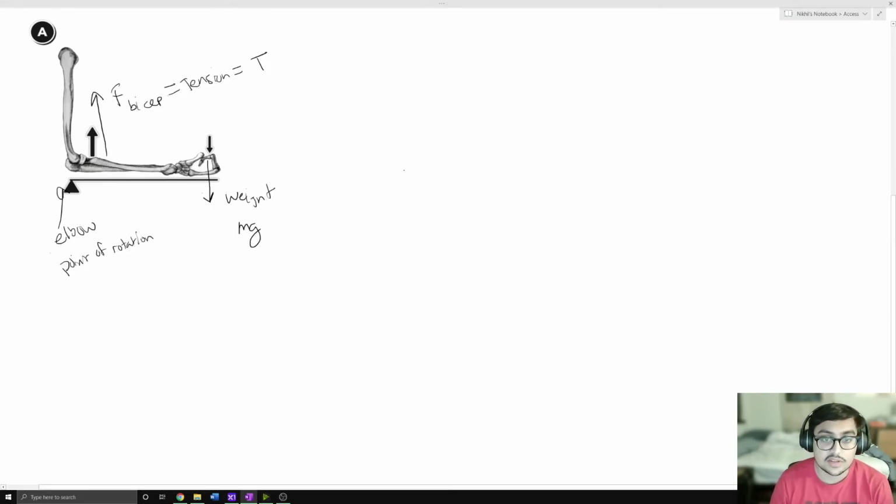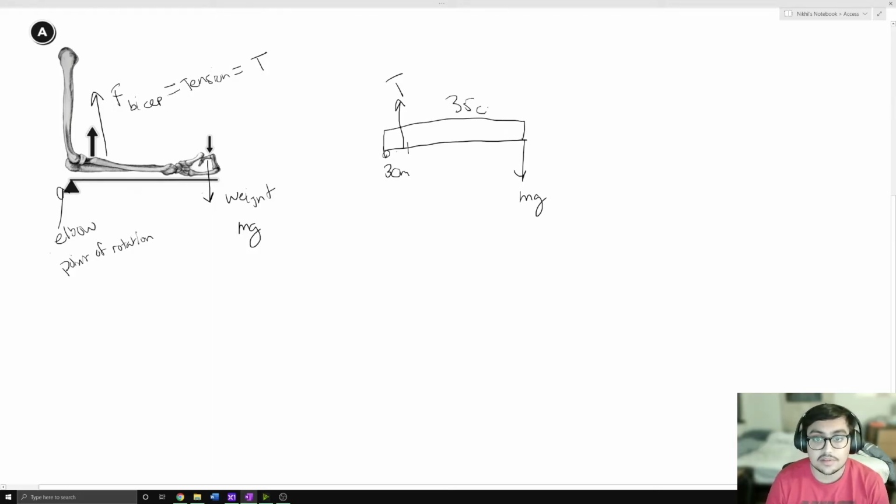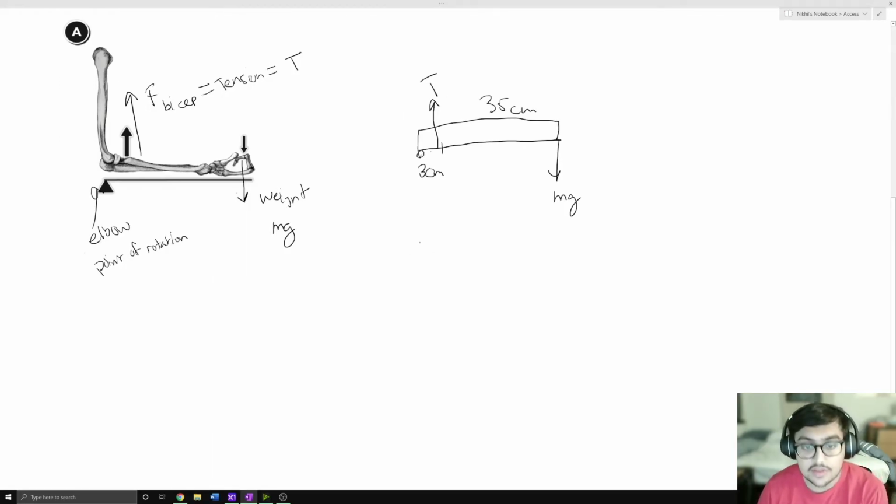So now let's look at these forces in a typical free body diagram. We're going to have our main arm, the force from the bicep, or T, our point of rotation, and the weight from Liam Neeson. So at this point, the bicep is going to act not directly at the elbow, but around 3 centimeters from the edge, whereas the length of the arm itself is going to be 35 centimeters.